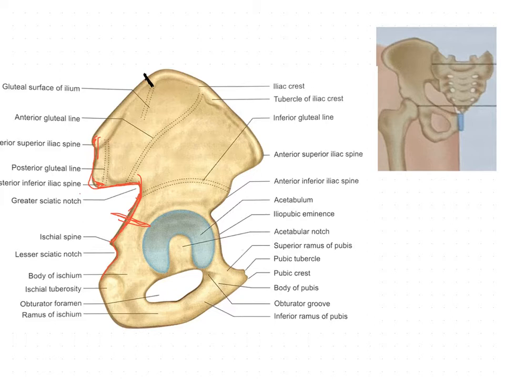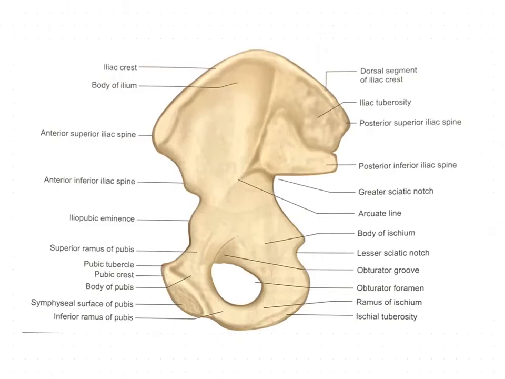Now we will move on to the medial border. We can't see the medial border in this external aspect. We can see it in this internal aspect of the right hip bone. This one is the right hip bone.